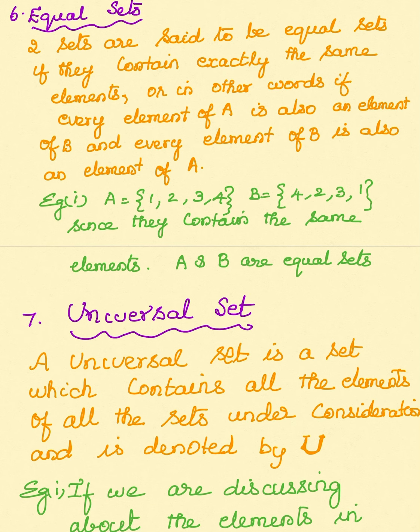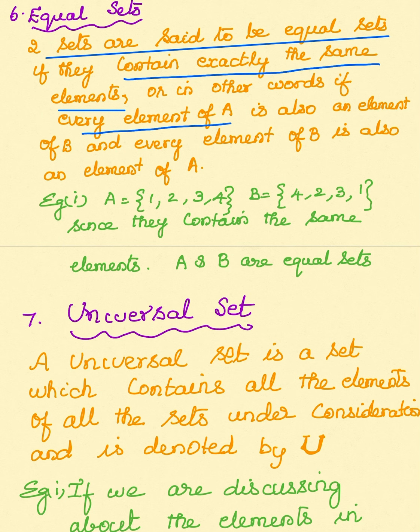Next we go to equal sets. Two sets are said to be equal sets if they contain exactly the same elements. The elements must be the same. Or in other words, every element of A is also an element of B, and every element of B is also an element of A.